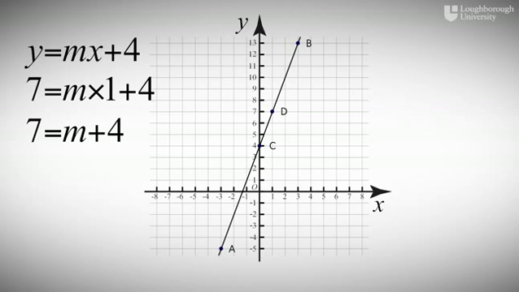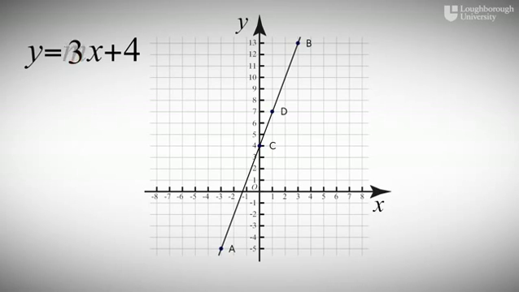So m must be the number to which when 4 is added, the result is 7. And that number must therefore be 3. We conclude that m equals 3. The equation of the line is then y equals 3x plus 4.